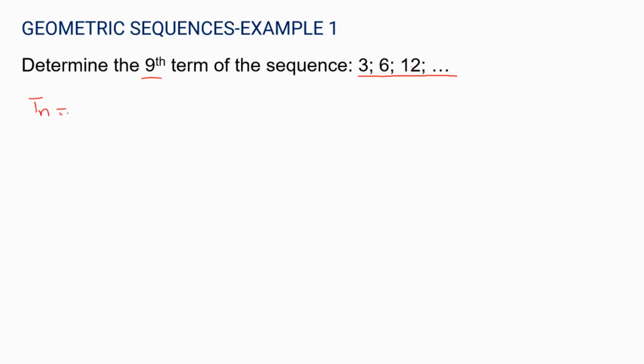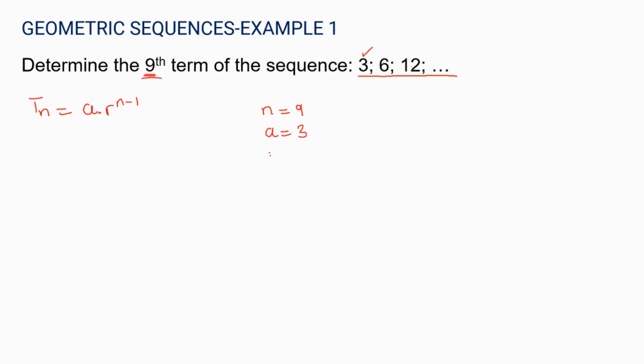So we write our formula. Tn is equal to a, which is our first term, times r to the power n minus 1. Right, let's check our formula. What we have from this information: we have n. We're looking for the ninth term, so n is equal to 9. And then a is the first term. We have the first term here, so a is equal to 3.